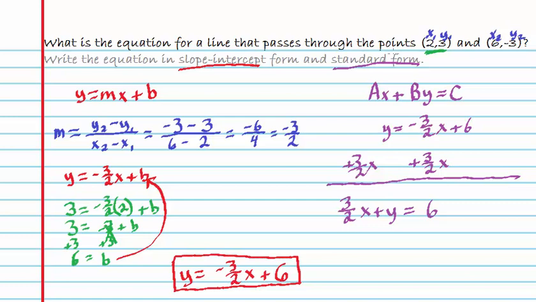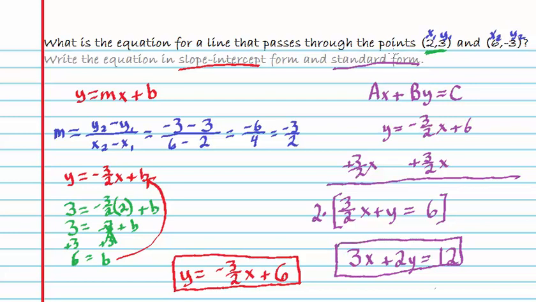So the only thing I have to do now in order to get this in standard form is I have to get rid of this first fraction, 3 over 2. And the way I do that is I have to multiply the entire expression by the denominator. So I need to multiply the whole thing by 2. When I do that, 2 times 3 halves is just 3, so just 3x. 2 times y is plus 2y, and then 2 times 6 is 12. So here is my equation in standard form.